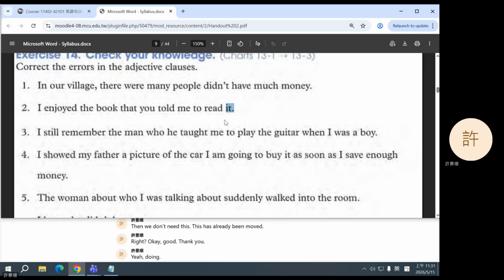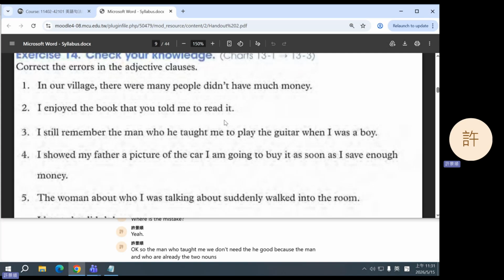Number three, please. Where's the mistake? Okay, so "the man who taught me." We don't need the "he." Good, because "the man" and "who" are already the two nouns. We don't need like a third noun. Good.